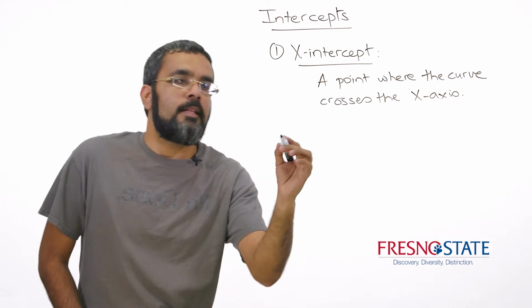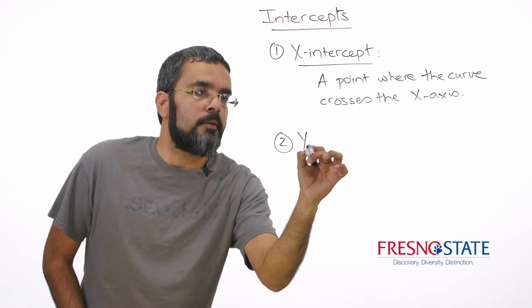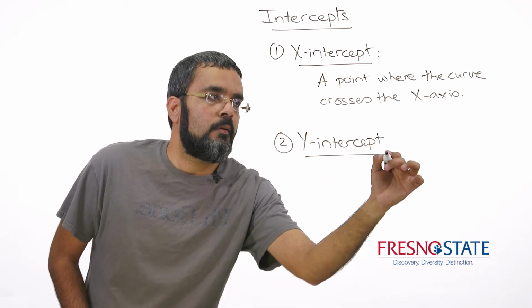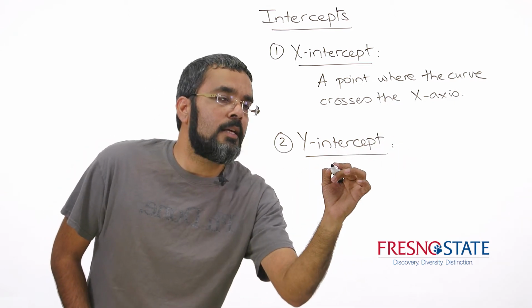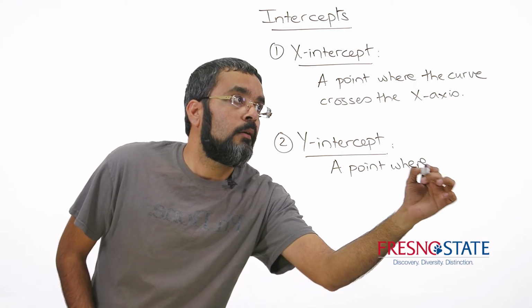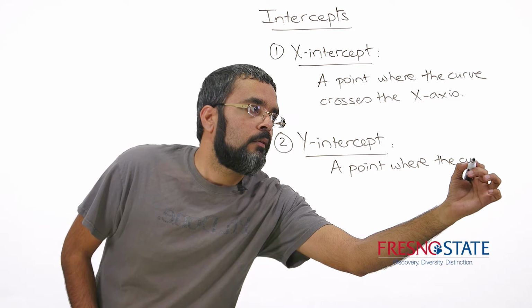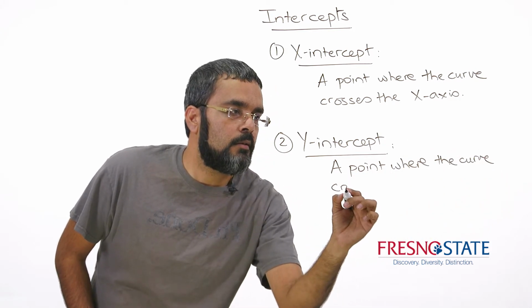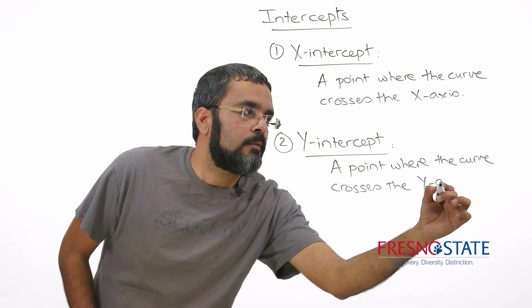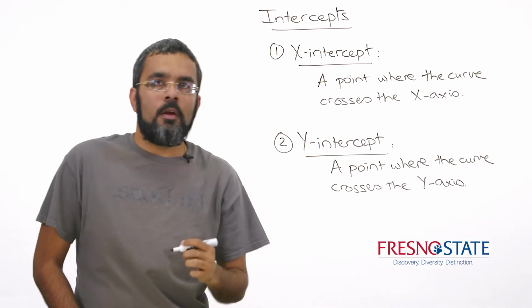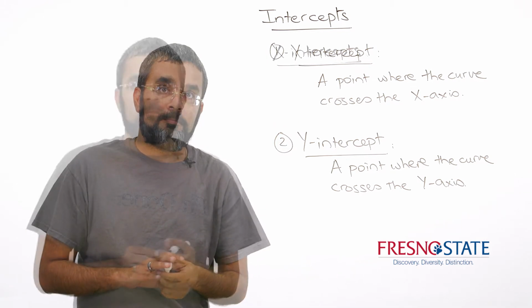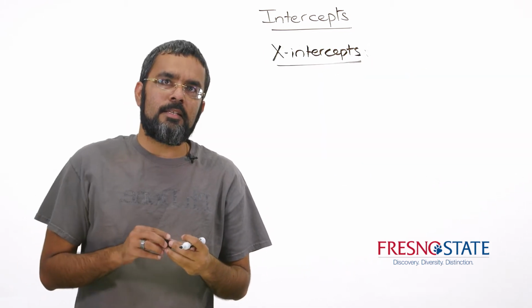Okay, and similarly we have a y-intercept. And a y-intercept is a point where the curve crosses the y-axis. So we're going to look at how to find these intercepts. Okay, so let's see how we find the x-intercepts.